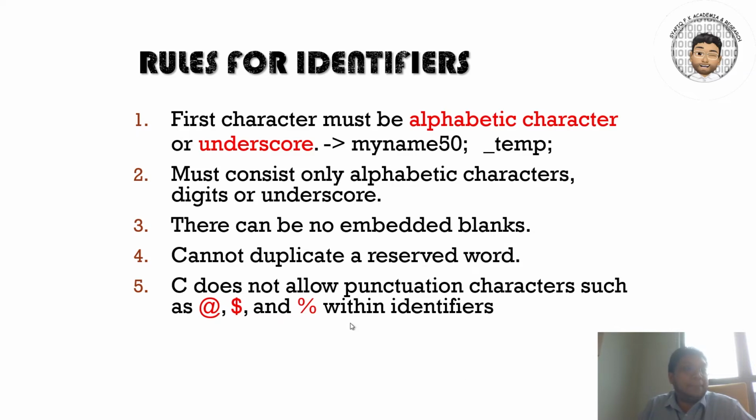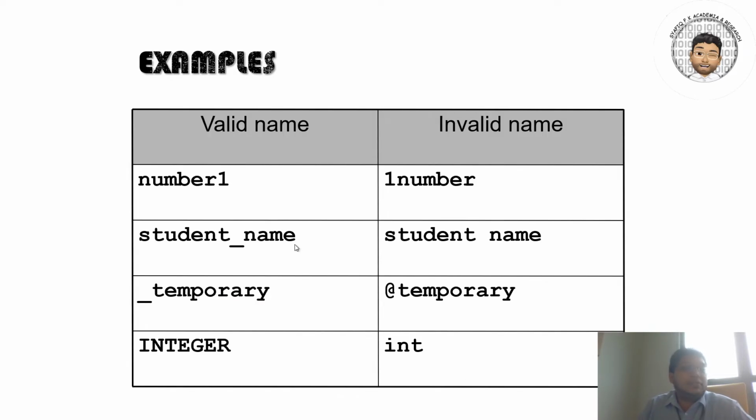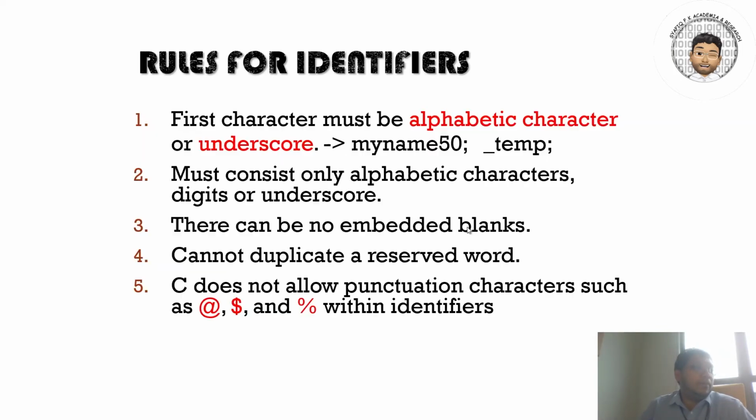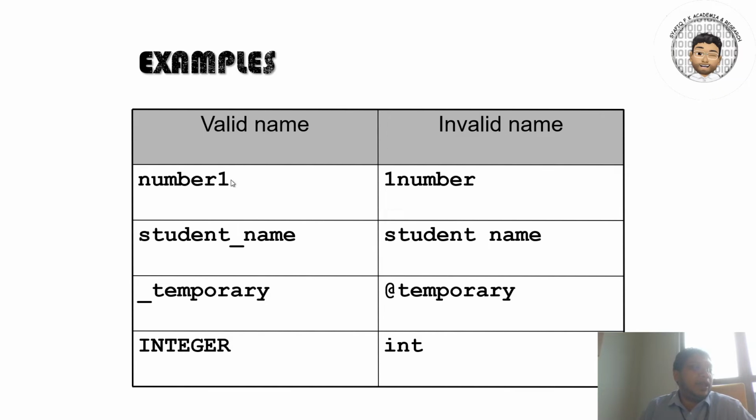Okay, you use percent. So this is an example of a valid name and invalid name. Invalid names here are number one and one number. You cannot start a name with a number. The name has to start with an alphabet. A number in the middle or at the back is fine.